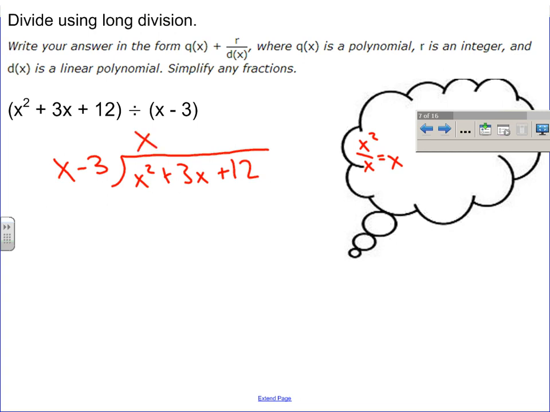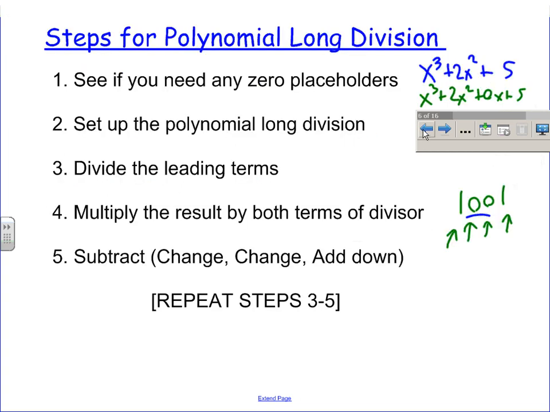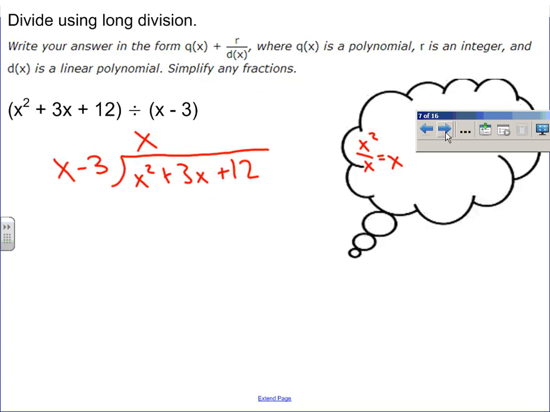Then I go to step 4. Multiply the result by both terms of the divisor. So I have to distribute x times both terms of the divisor, which is x minus 3. So when I do x times x minus 3, I get x squared minus 3x. So that's what goes right here, x squared minus 3x.